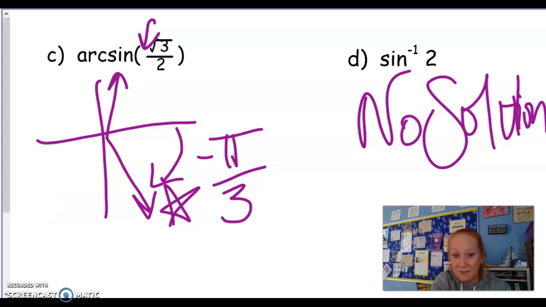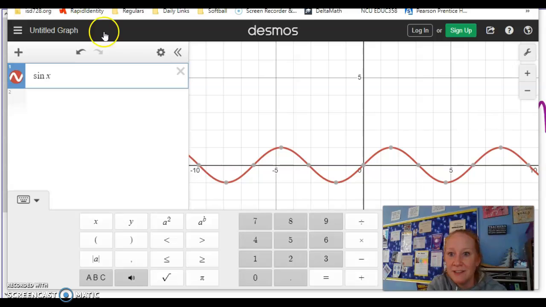If I looked back at my graph, do I have the graph? Hold on. Ha! There's the graph. The highest it goes is 1. So 2 doesn't work. There you have it. That's how we work backwards. In the next video, we'll talk about cosine inverse, arccosine, and arctangent.